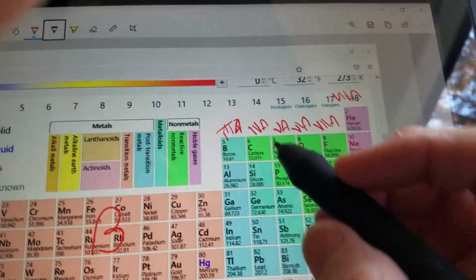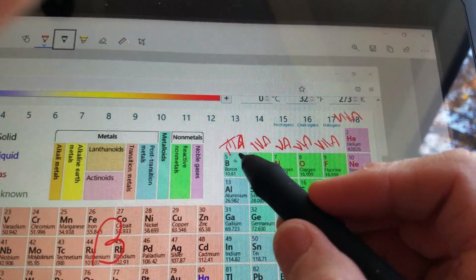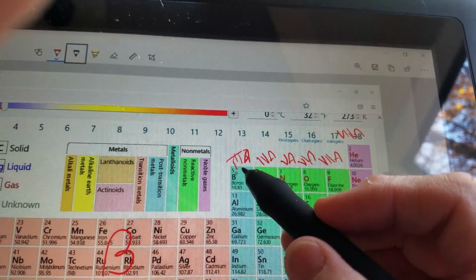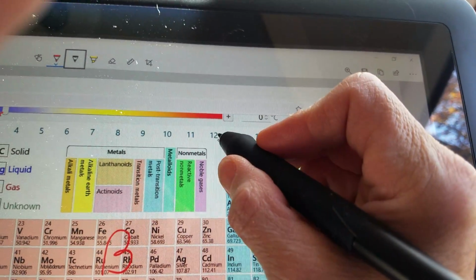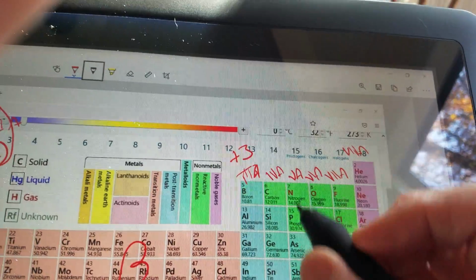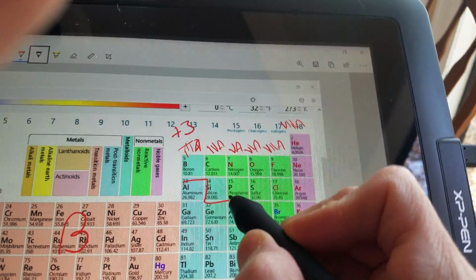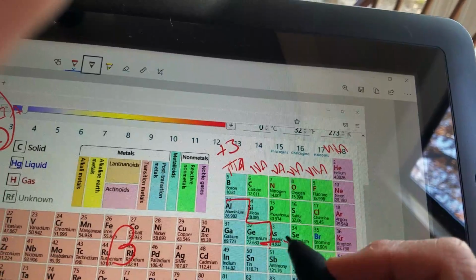If you go over here to group 3A, that has 3 valence electrons, so they can either lose 3 or gain 5. So again, most of them are going to want to lose the 3. Now this is when it gets a little hairy because you have this little stair step that separates these columns right here.